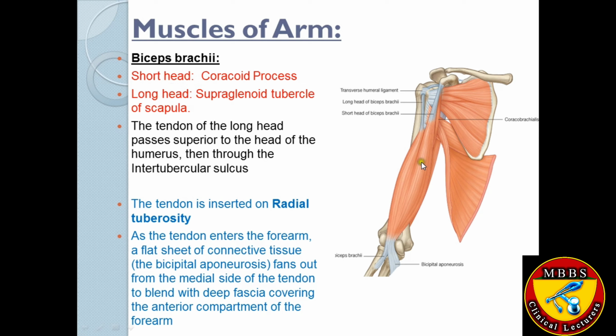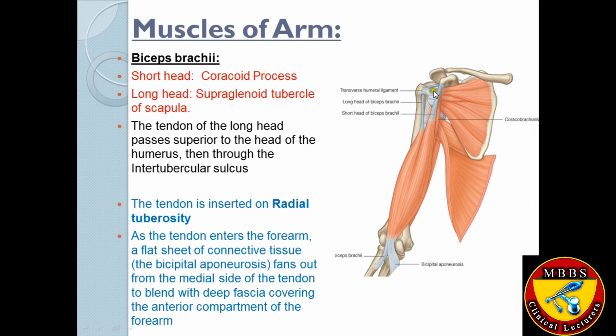Look into the figure. The short head arises from the coracoid process, while the long head of the biceps arises from the supraglenoid tubercle of the scapula. Now you remember the scapula. It has a glenoid cavity, and just above the glenoid cavity, there is a tubercle which is called the supraglenoid tubercle of the scapula. So the long head arises from the supraglenoid tubercle.